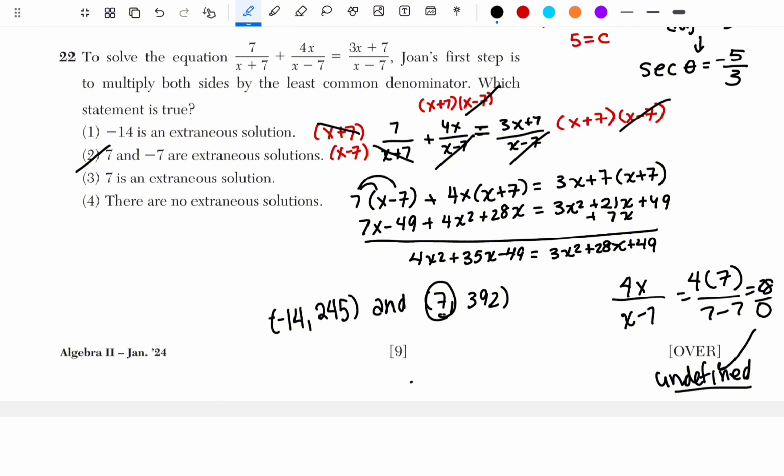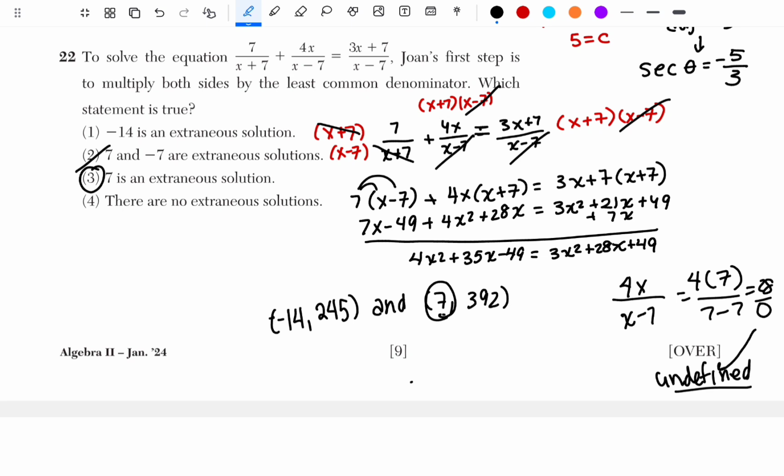So which statement is true? Statement number 3. 7 is an extraneous solution. Negative 14 works because if I plug in negative 14, I'm going to be able to continue through the problem. However, 7 does not work because it is extraneous.